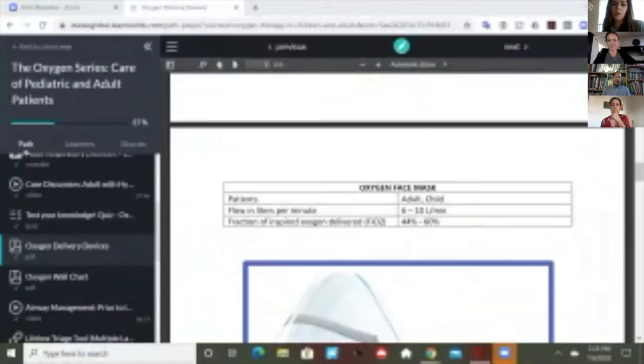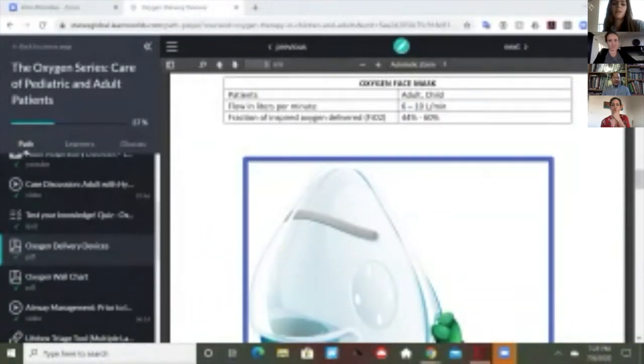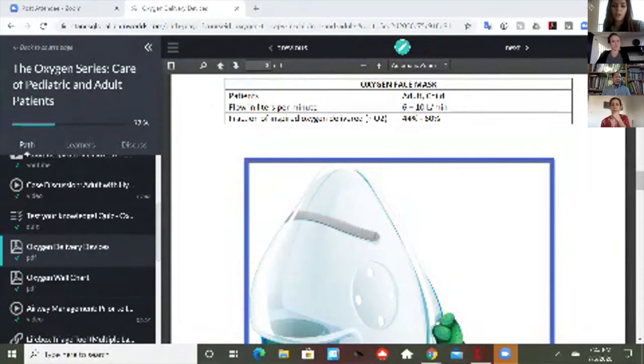This is a simple oxygen face mask. You can get 6 to 10 liters per minute and 40 to 60% of oxygen.